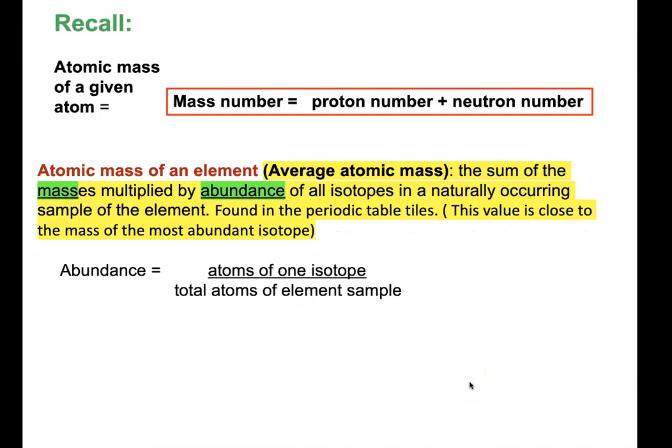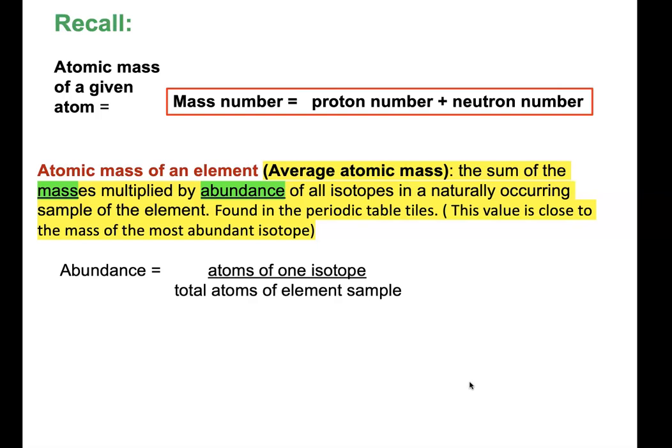Also recall that the atomic mass of a given atom is the mass number of that atom. That is equal to proton number plus neutron number. But the atomic mass of an element is not calculated that way. We looked at this definition in the previous notes. This is the average atomic mass of all the atoms in that element. You can also say it's the sum of the mass times the percent abundance of all isotopes in a naturally occurring sample of that element.